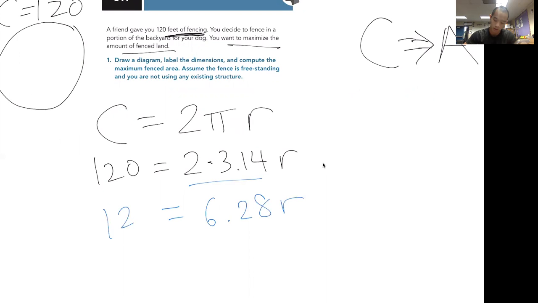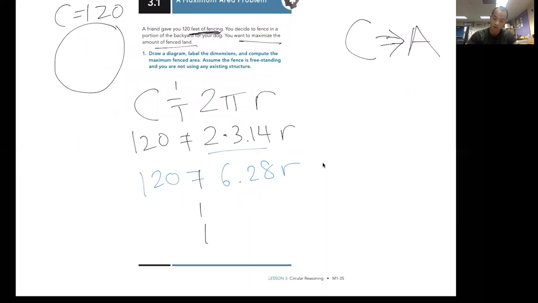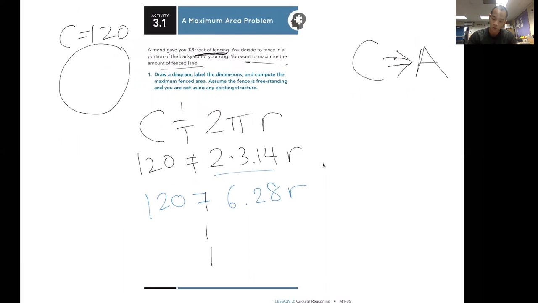6.28 R equals 120. Okay, now if you guys need it, you can draw that line down the middle. I know some people really like that, so I'm going to keep doing that. Now, everyone, what's the inverse operation? How do I get rid of this 6.28? I'm going to divide both sides by 6.28. And I get R equals, now 120 divided by 6.28 is 19.1082803. Now, if your teacher told you you can round here, that's totally fine.